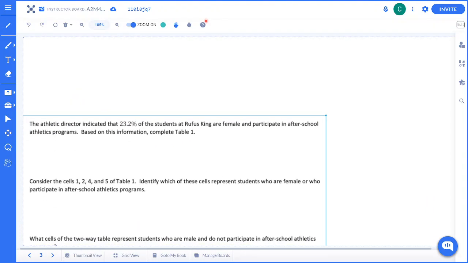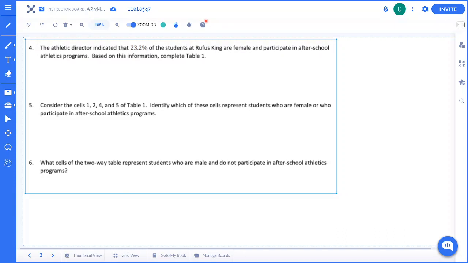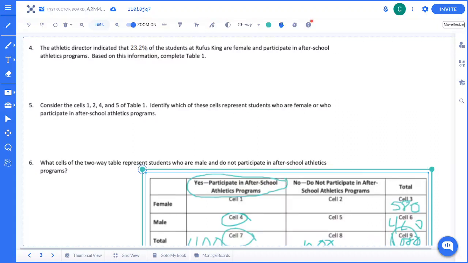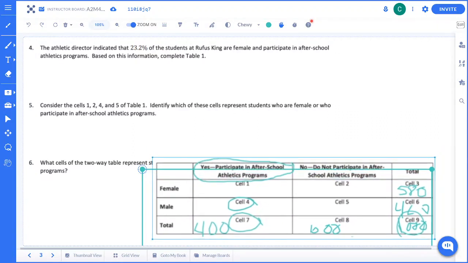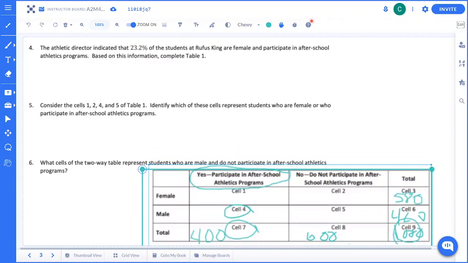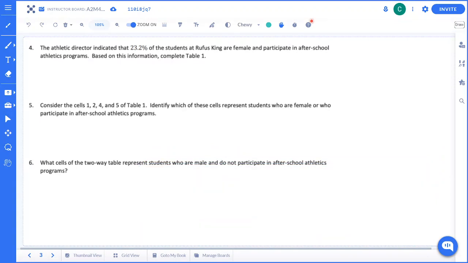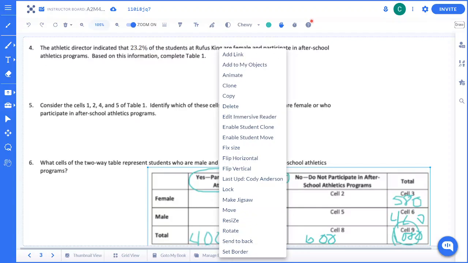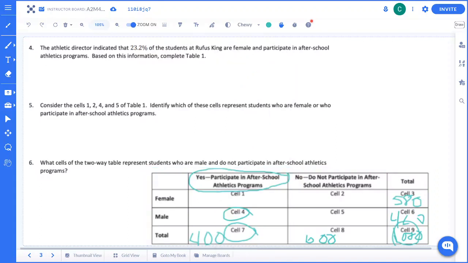We're going to look at the athletic director indicates that, so we're going to be given more information so we can fill in this chart here. It says the athletic director indicates that 23.2% of the students, notice it's a percent, we're not talking about probabilities here. We know 23.2% of the students at Rufus King are female and participate in after-school program.